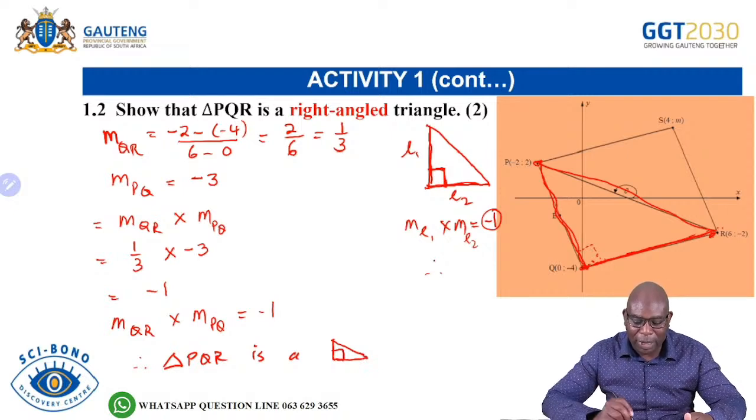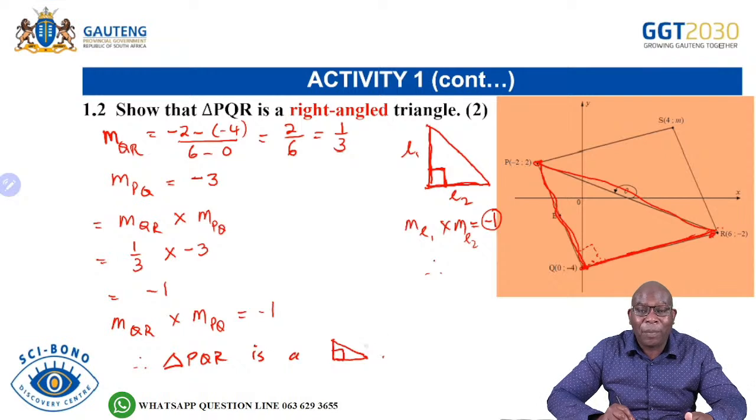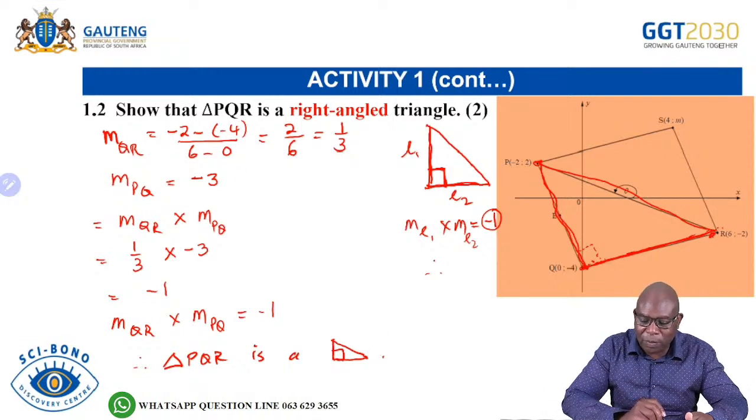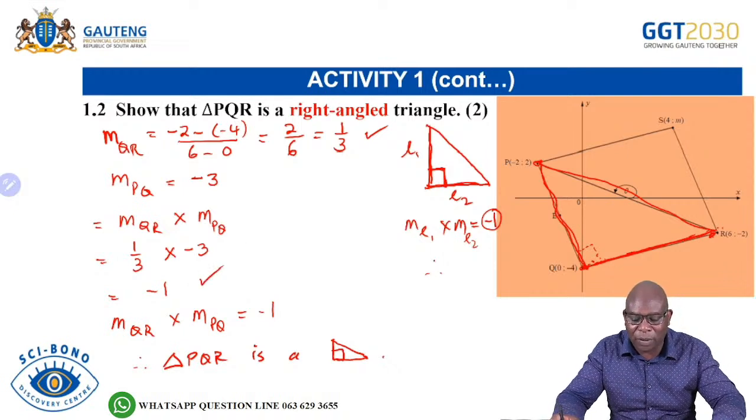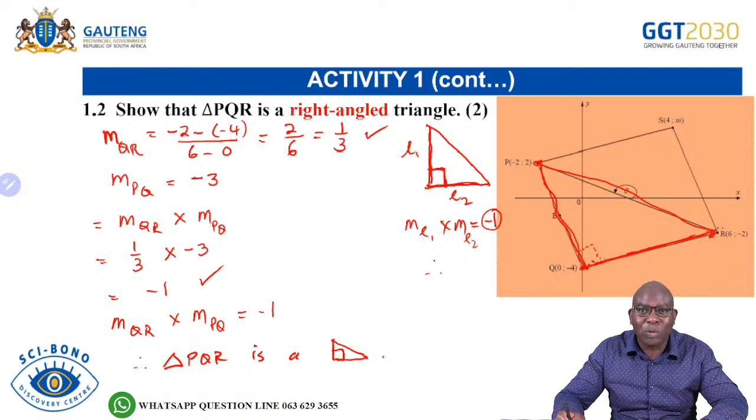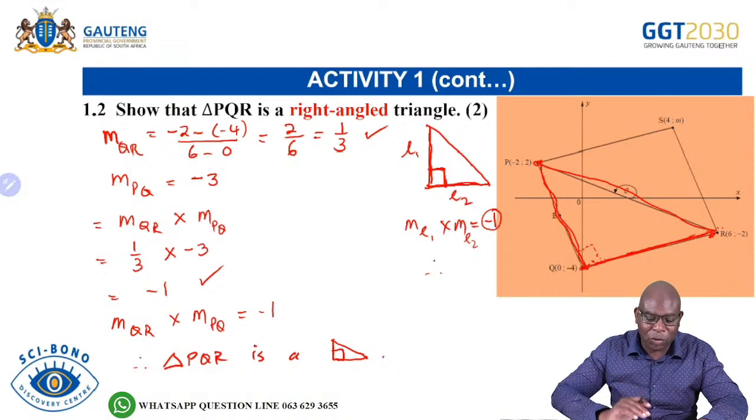Okay. So remember, we are not going to mark that step. It's 2 marks, so you can see it's 2 marks. We're only going to mark the gradient of QR, and also for you telling us that when you multiply the two gradients, they give you -1. And the last part, we don't mark it because we've already given it to you to say, show that it is a right angle triangle. So you have shown that.